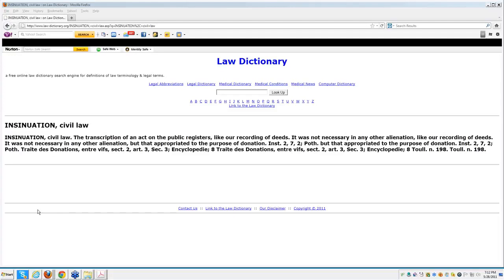I'm going to tell you what this really says. The writing of an act on the public register, like our recording of deeds, was not necessary in any other transfer of right, title, and interest in property, but that appropriated to the purpose of donation. Now do you understand it?